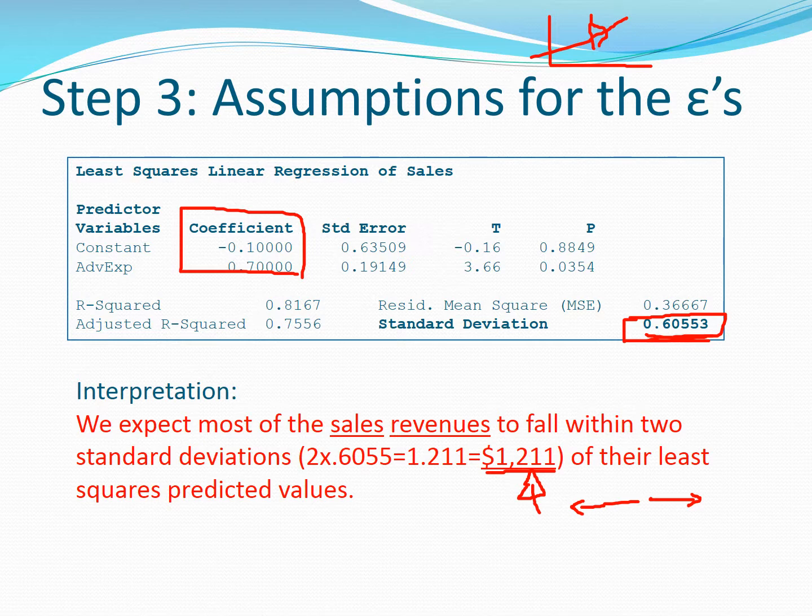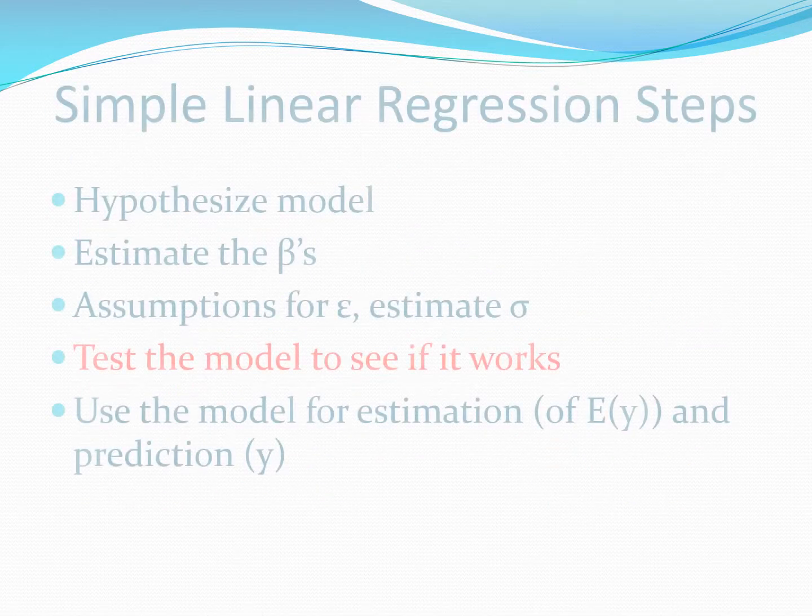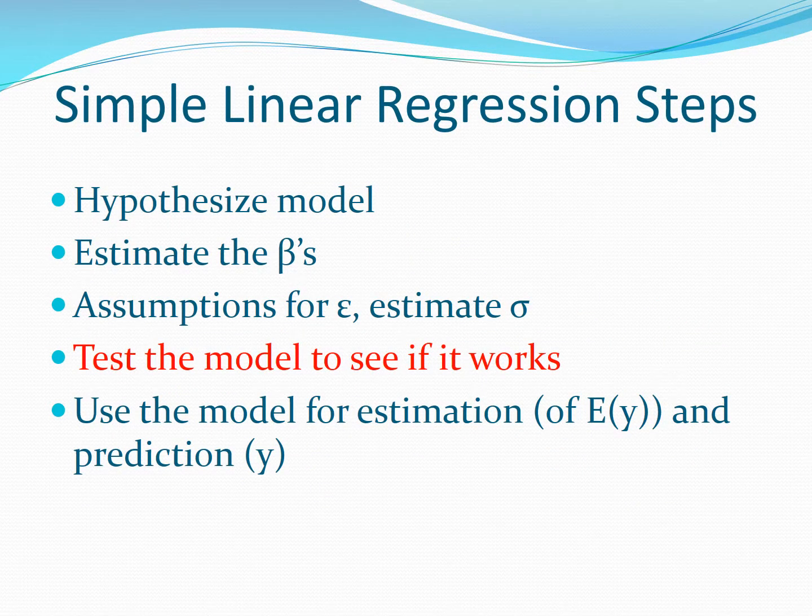So step three is a pretty easy one. You've got to know what the four assumptions are, and be able to state them for me. And then as part of the assumptions, you mentioned a variance. We get the standard deviation from the printout, and then I want you to be able to interpret it. We expect most of the sample y values to fall within 2 standard deviations of their least squares predicted values. And of course, that would need to be stated in the words of the problem. So that's step 3, and then we move on to step 4.